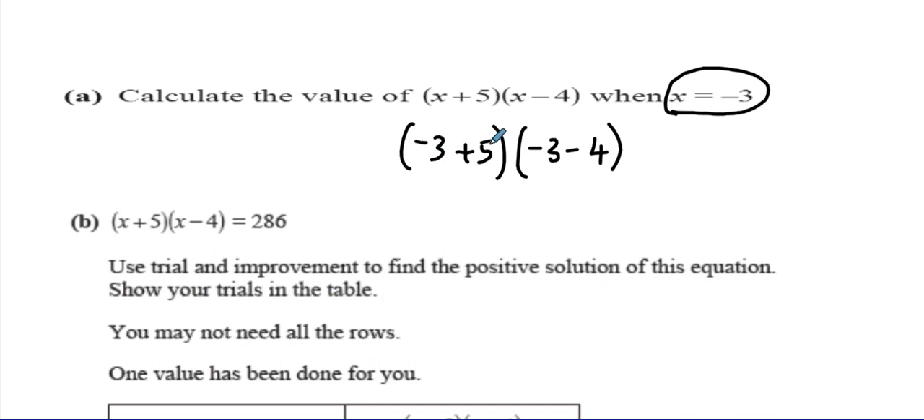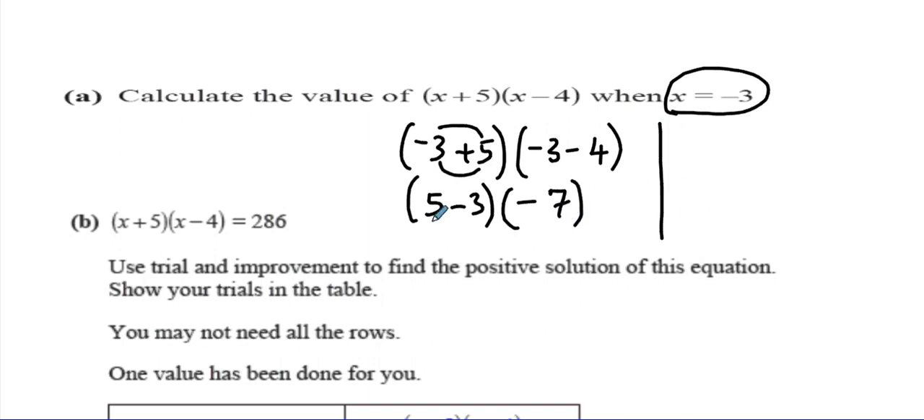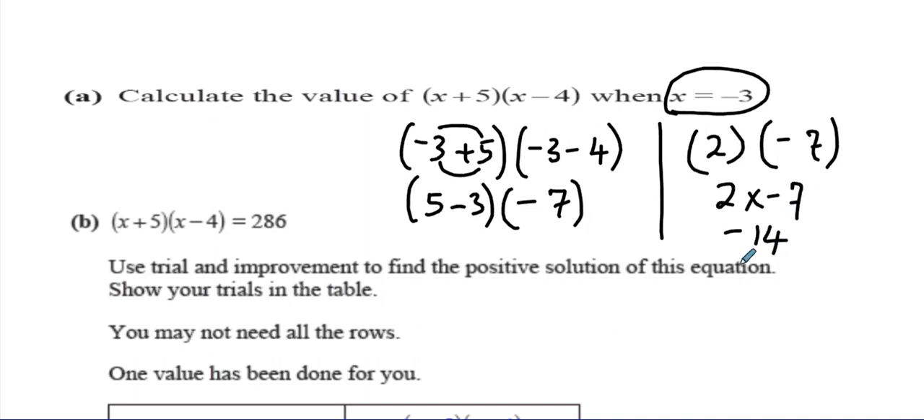So -3 plus 5, you can switch the numbers around. This will be 5 minus 3. And this is -3 minus 4; even the answer will be a negative number, and this will be -7. Can continue over here. 5 minus 3 is 2, and -7. So 2 times -7, the answer is -14.